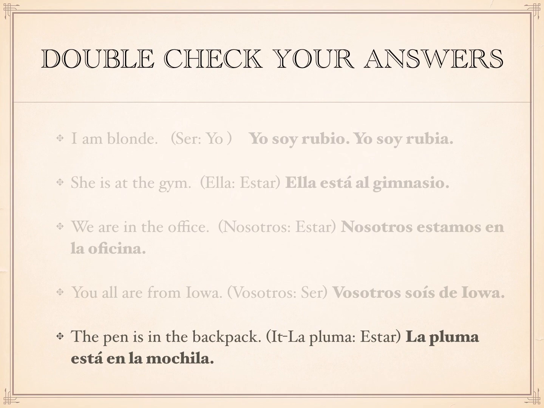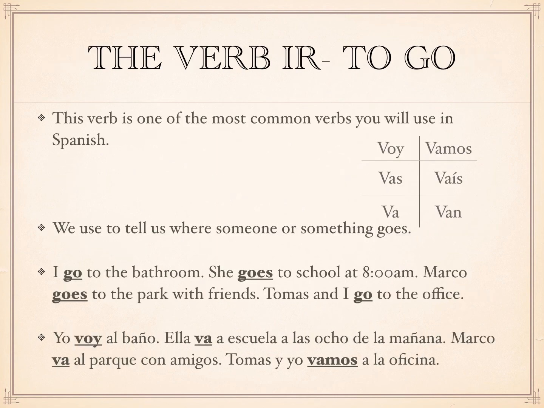Let's go ahead and move on to our next verb. The verb ir. Ir means to go. This is also one of the most common verbs besides ser and estar that we'll use in Spanish. It conjugates to voy, vas, va, vamos, vais, and van. Wait a minute. So what we're telling each other is that the word ir, or the infinitive verb ir, meaning to go, translates to those words. That's crazy considering the fact that there is no I in any of those words except for vais.